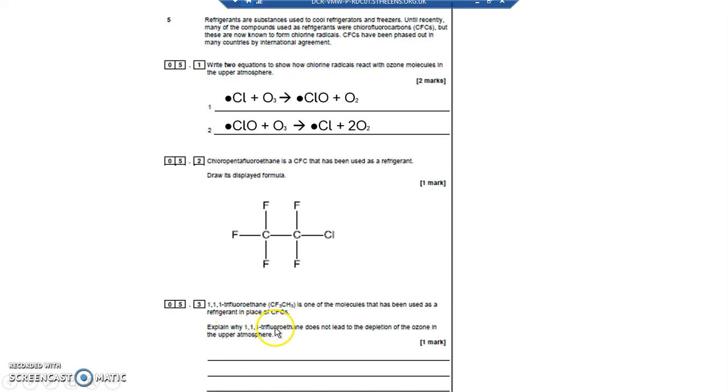1,1,1 trifluoroethane, CF3CH3, is one of the molecules being used as a refrigerant. Explain why 1,1,1 trifluoroethane does not lead to the depletion of ozone in the upper atmosphere. It's because it's got no Cl's in it. It doesn't contain chlorine.